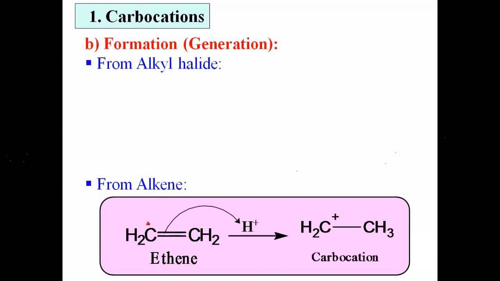We have studied two methods for the formation or generation of carbocation: first by using alkyl halide and second by using alkene. Okay, this is the second step. Now let us see the next one, the third step, which is the structure. Actually, we are discussing the first and very important reactive intermediate, carbocation. We have studied the first two steps: one is the introduction and second is the formation or generation of carbocation. Now let us see the third step, structure.